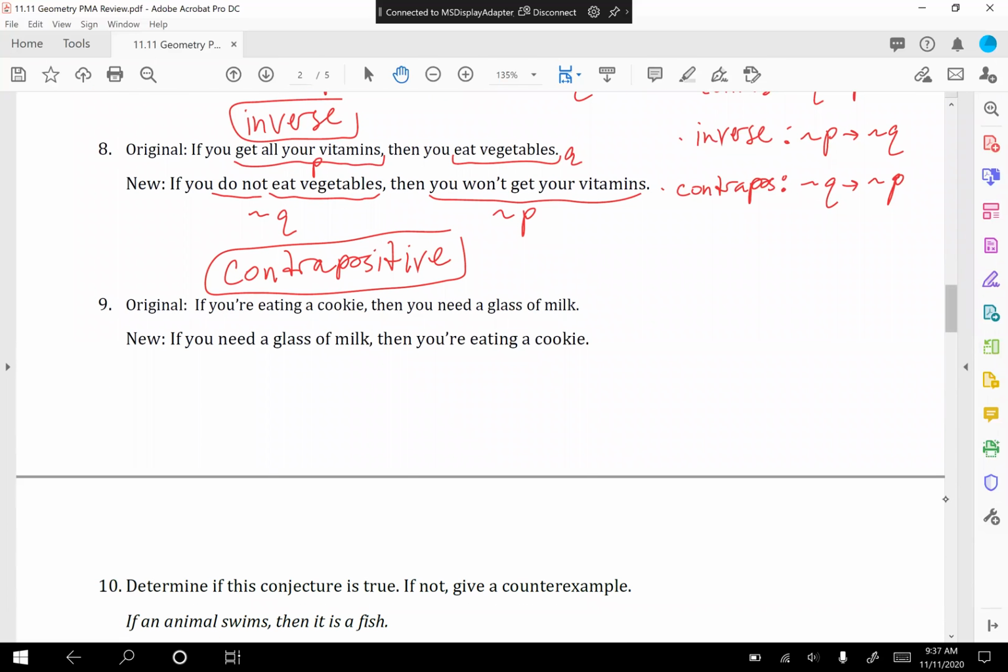If you're eating a cookie, so eating a cookie is P, then you need a glass of milk. That's Q. So now look at our new statement. If you need a glass of milk, that matches with Q, right? Then you're eating a cookie, that matches with P. So all we did was switch Q and P. So that is our what? Right, converse. Okay, good.